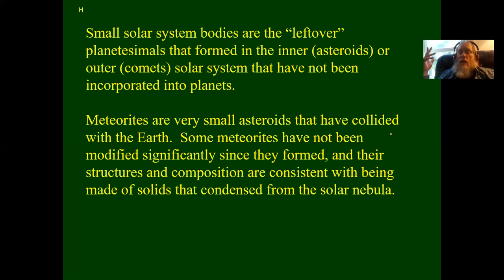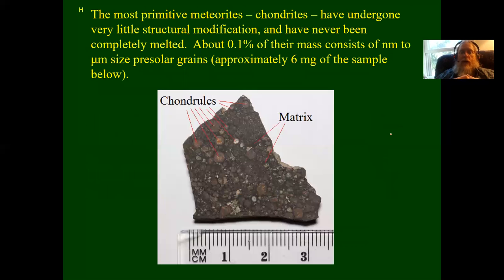And anyway, some meteorites, if you look at the details of the structure, show they have not been significantly modified, or at least not completely modified, since the solids of which they're made would have condensed in the solar nebula. And in particular, a type of meteorite called chondrites are kind of ideal for this. They're called chondrites because of these round structures in them called chondrules.